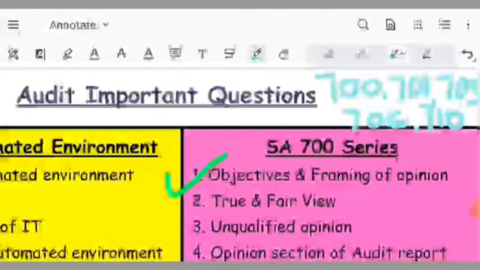Yes. And the next is the auditor shall form an opinion on whether the financial statements are prepared in all material respects.